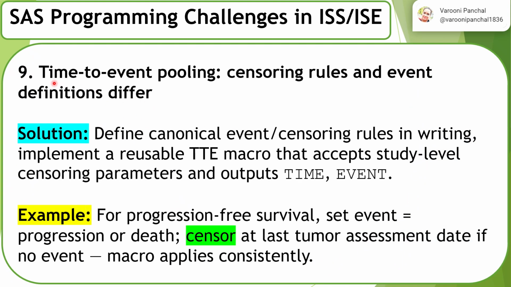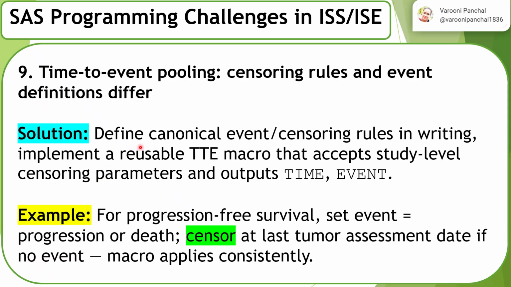Number 9 is time to event pooling, where censoring rules and event definitions differ. Say I have 12 individual studies. In some of the studies the censoring rules were different. Say censored was assigned as 0 and uncensored was assigned as 1. In another study it was vice versa: censored was assigned as 1 and uncensored was assigned as 0. In those scenarios it becomes very difficult and challenging to handle, so pooling and harmonization is very essential.